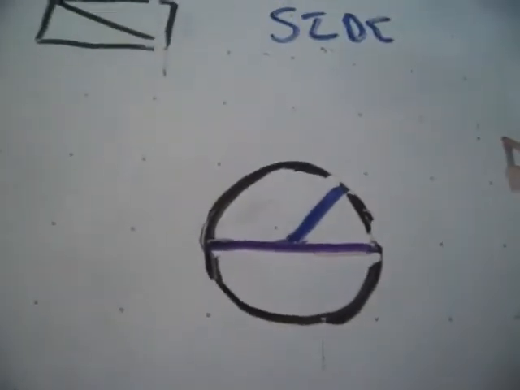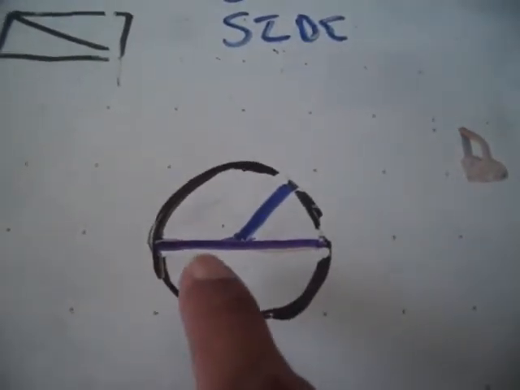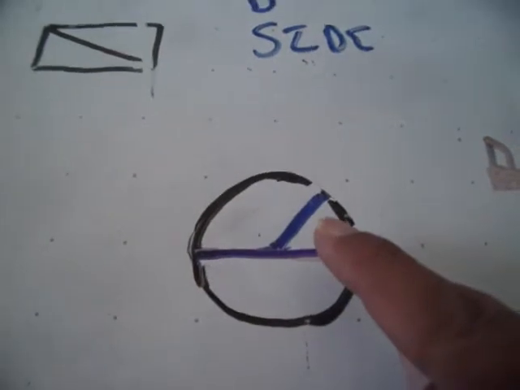All right, so which line? The purple line or the blue line? The purple line's name is diameter. The blue line's name.